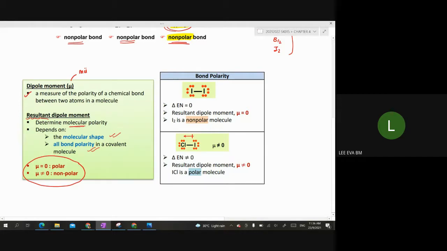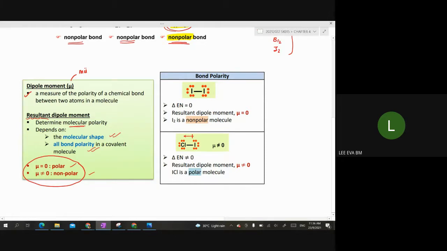When you have mu equal to 0, okay, yang ini mu yang tulis dekat sini adalah resultant kalau untuk satu molekul. So mu equals to 0, maksudnya resultant dipole moment equals to 0. Therefore, this molecule will be polar. If your mu or the resultant dipole moment is not equals to 0, that means it got values. Therefore, it will be a non-polar.